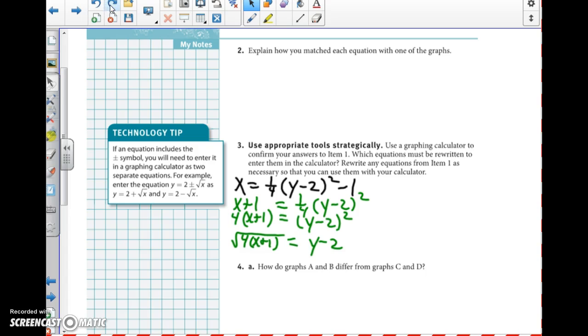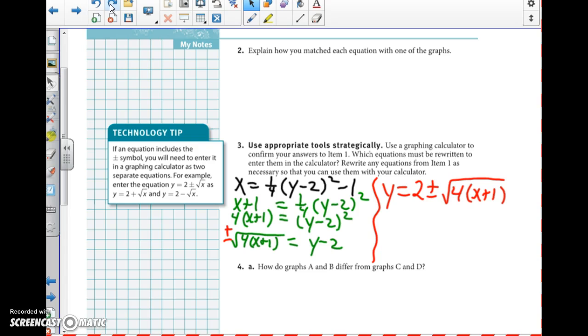We're square rooting, okay? Yes, so you're right, it's going to be plus or minus then. There's the plus or minus. Okay, now what do you do? Now you add the 2. Okay, so you get what? y equals 2 plus or minus the square root of 4 quantity x plus 1. Good, that is right.